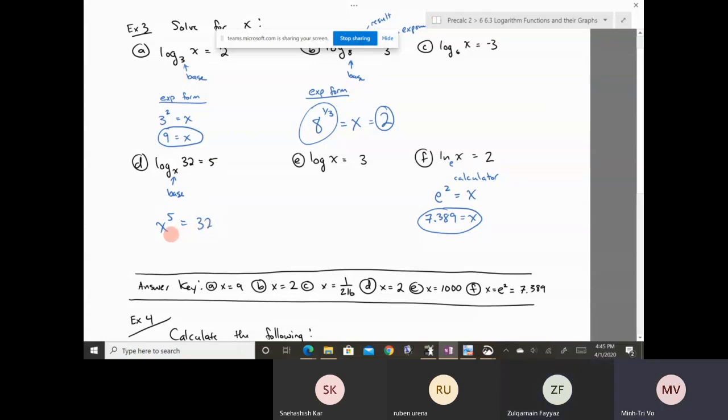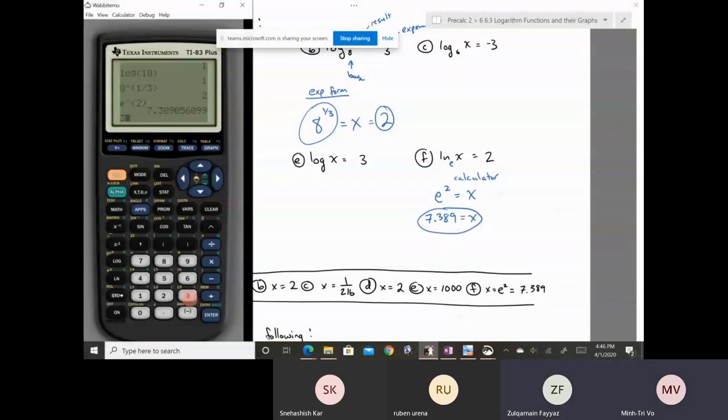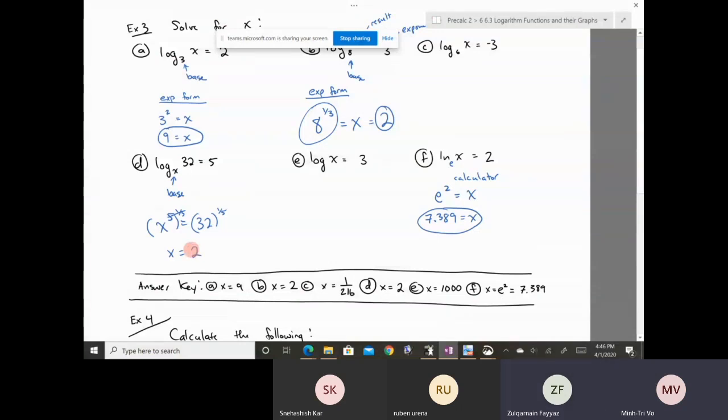Now you don't get x for free, right? Because before, it told you exactly how to calculate x. Here, the power is 1/5, and now I need to solve for x. So how can I solve for x? You raise it to the reciprocal power, so it's raised to the 1/5 power. So x is 32 to the 1/5 power, and 32 raised to the 1/5 power is equal to 2.